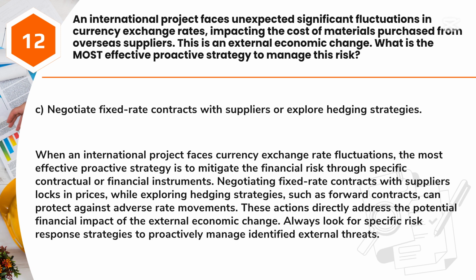When an international project faces currency exchange rate fluctuations, the most effective proactive strategy is to mitigate the financial risk through specific contractual or financial instruments. Negotiating fixed-rate contracts with suppliers locks in prices, while exploring hedging strategies, such as forward contracts, can protect against adverse rate movements. These actions directly address the potential financial impact of the external economic change. Always look for specific risk response strategies to proactively manage identified external threats.